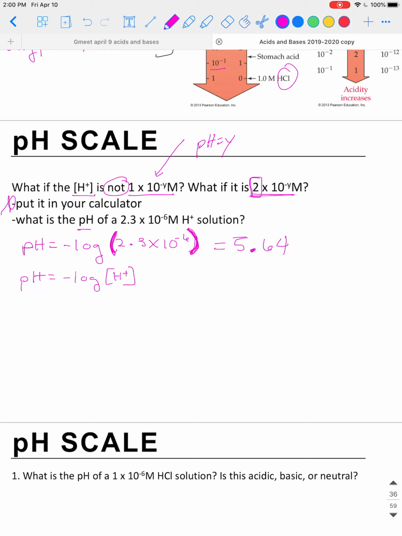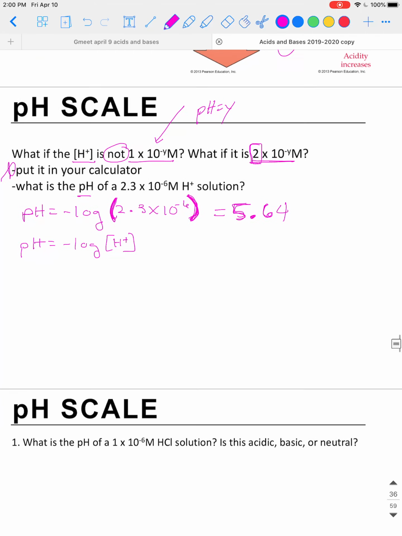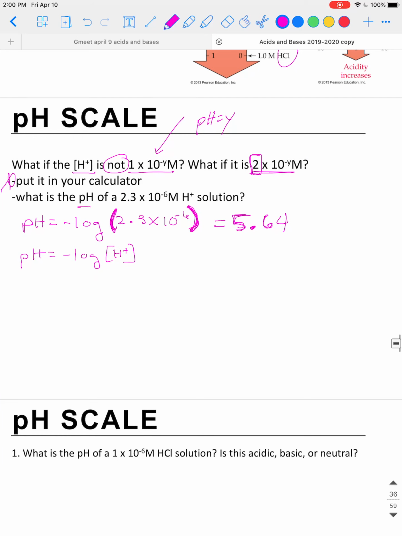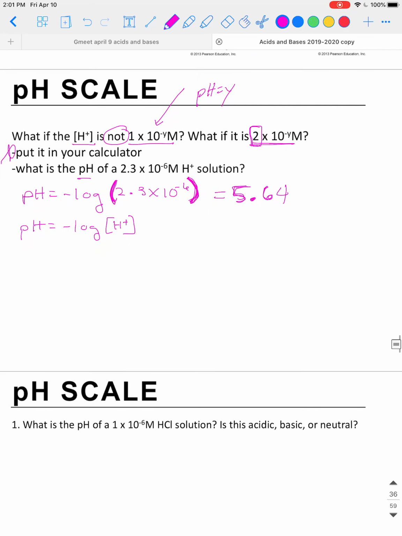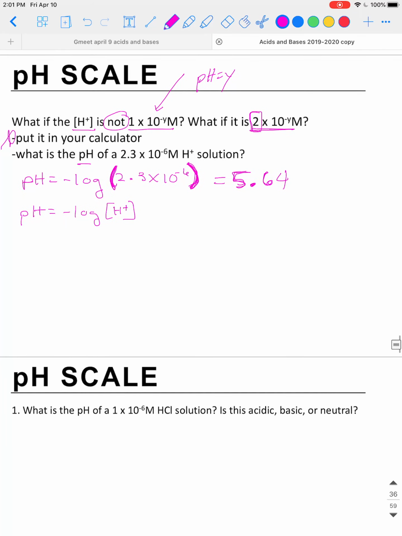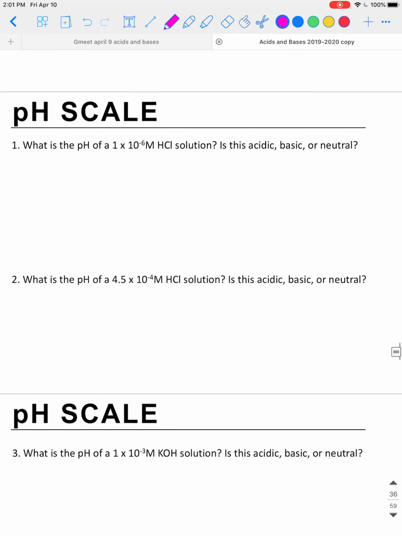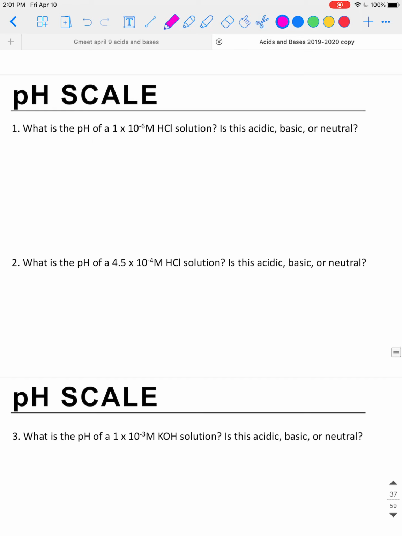5.64. And you guys double check me on this. You know I can make mistakes just like the best of them. That's what I got. If you get a different answer on these, I wouldn't be surprised. I bet I will make a mistake somewhere. But that is what I got when I did negative log of 2.3 times 10 to the minus 6. Okay, so simple enough. If you're given an H plus concentration and you're asked what the pH is, very simple: negative log of that value. Let's do some more problems.